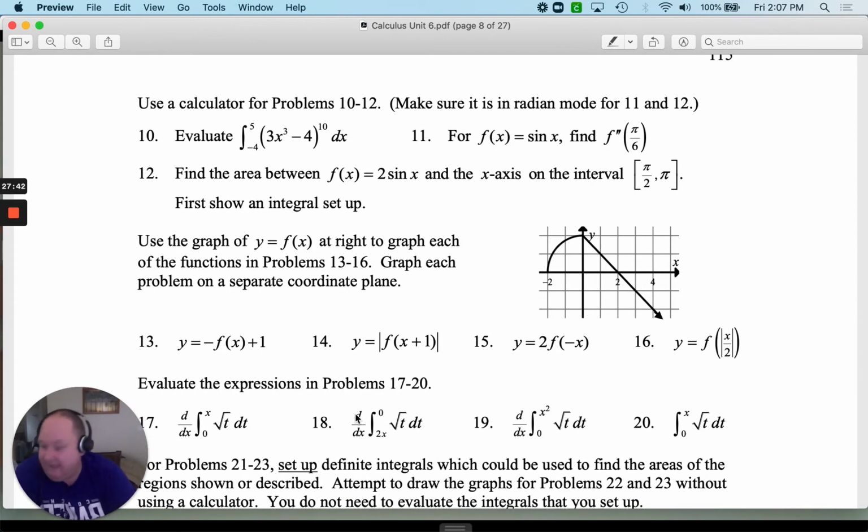All right, calculator, I can do that. So use a calculator to evaluate these. Take out your calculator.